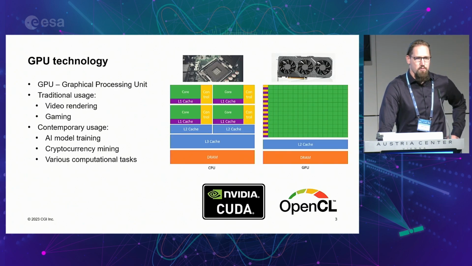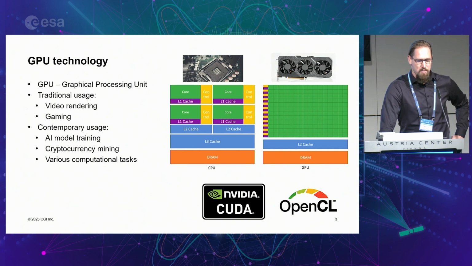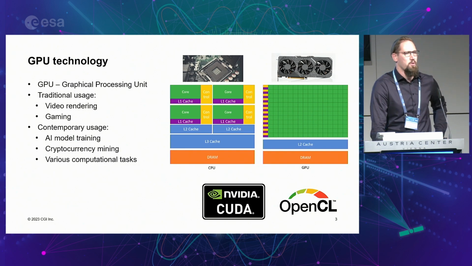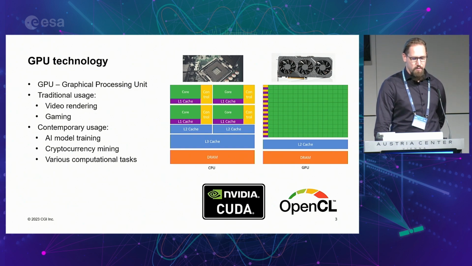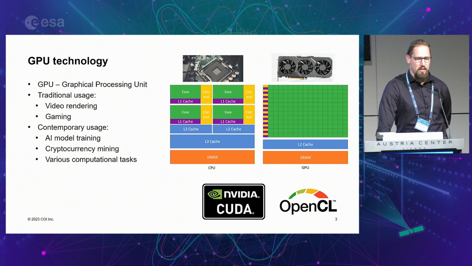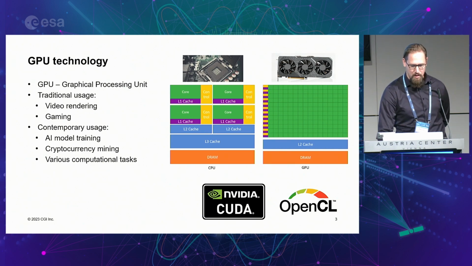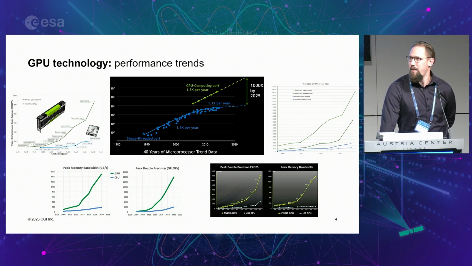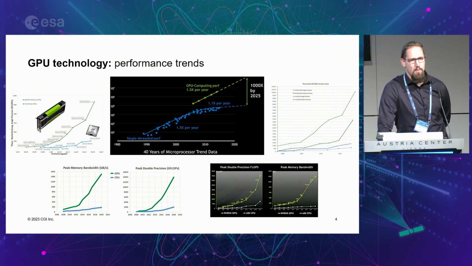So GPUs, graphical processing units, you heard about, traditionally being used for video rendering and gaming, but more contemporarily for AI model training, but also for cryptocurrency mining and a lot of general computational tasks. So GPUs enable massive parallelization capabilities. And here I have one figure about the trends, but the key message is that GPU compute capability advancements have been kind of exponential over the past years, as opposed to CPUs, which have still been kind of linear. And why is this important?